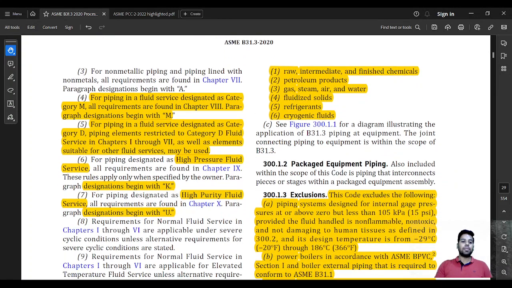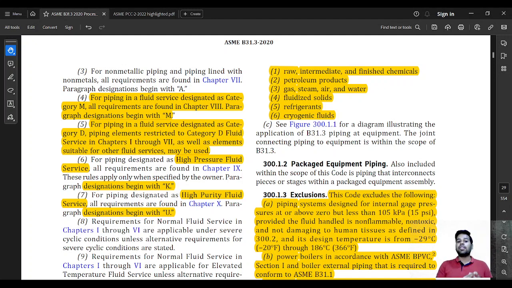Next, for non-metallic piping systems, there is generally a different requirement that is given in chapter 7. For piping in the fluid service designated as category M, all requirements are found in chapter 8. So if the piping is designated as category M, then chapters 1 to 6 have to be followed, plus the additional requirements of chapter 8, which is generally for category M services. Same thing with some other service categories also.